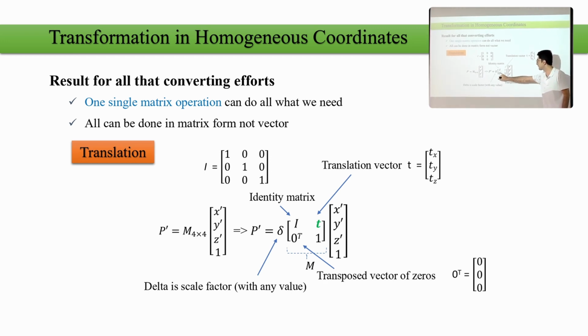Here we have 0 transpose, that is the transpose vector of zeros, that is in the form that we define for our homogeneous coordinate system. And here we have delta, that is a scaling factor of the whole system that we have. With any value we can have it. Don't mix it up with the w.